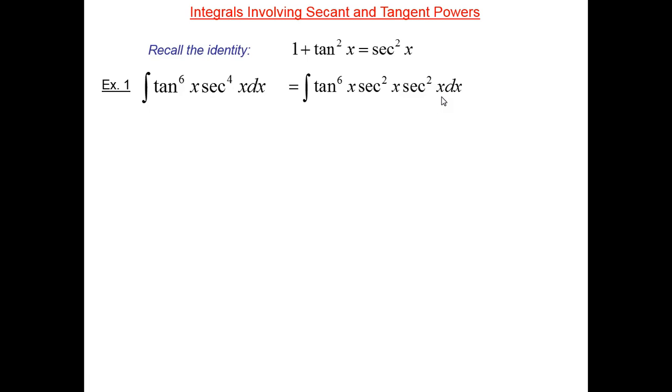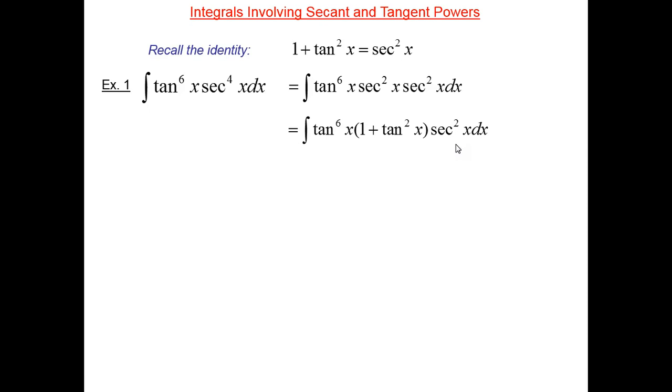And then I'm going to use an identity. Since secant squared x was equal to 1 plus tan squared, I'm going to replace this first secant squared x with 1 plus tan squared x. Make sure you see everything that's going on. Tan to the 6th hasn't changed. That secant squared x became 1 plus tan squared x. And then I still have the secant squared x sitting out there.